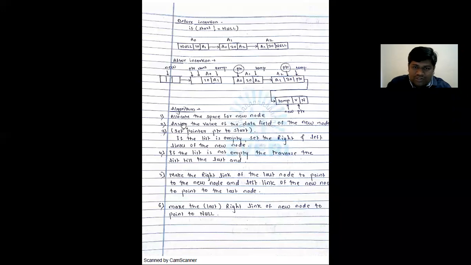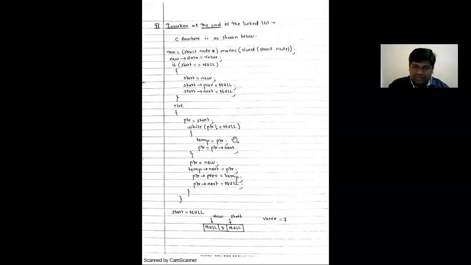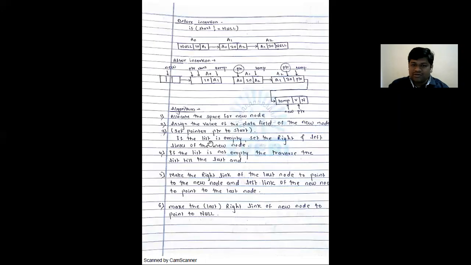Now what are you doing? Allocate the space for the new node, assign the value to the data field of the new node, set pointer PTR to the start. After that, if the list is empty, set the right and left link of the new node. And if the list is not empty, traverse the list till the last end. That part you are doing here by using the while, traversing till the end of the linked list, right? Now after that, make the right link of the last node point to the new node.